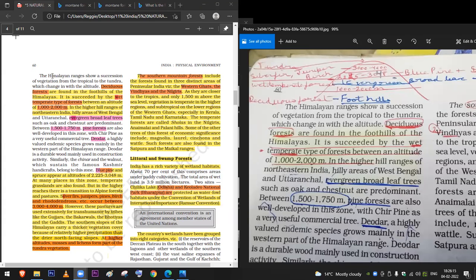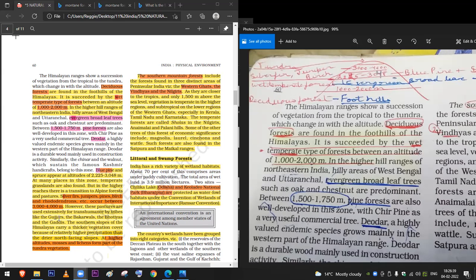So here you can see the Himalayan range. In the extreme lower part, we find the foothills, we find deciduous forest, and as we move further, we find wet temperate, then evergreen broadleaf forest, and blue pine is existing at the height of 2225, which is mentioned here. The blue pine and silver fir are existing here.